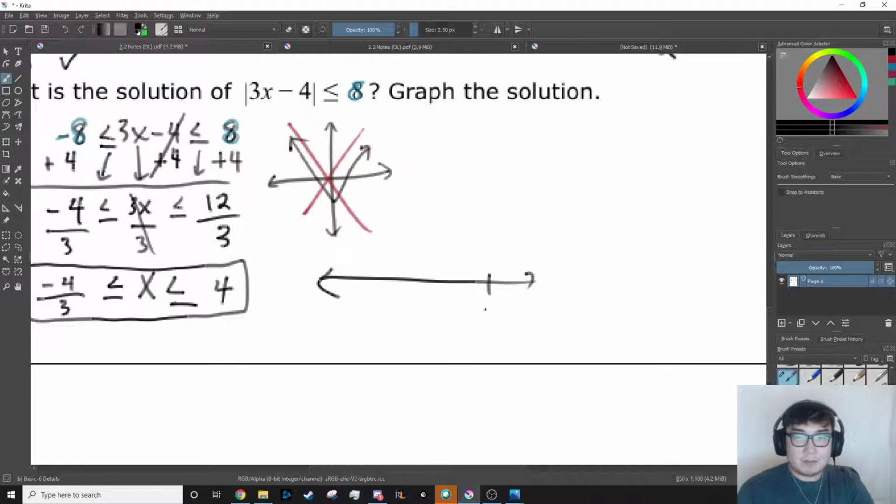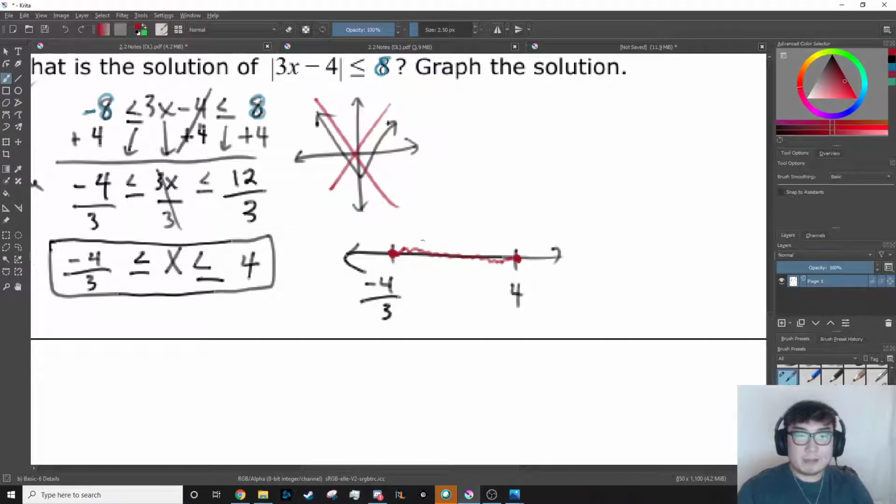What I'm saying is if this is 4 and this is negative 4 over 3, my solution has to be in the middle again, which is here. But this time I have to draw a closed circle because I have to include it because it is equal to or less than.